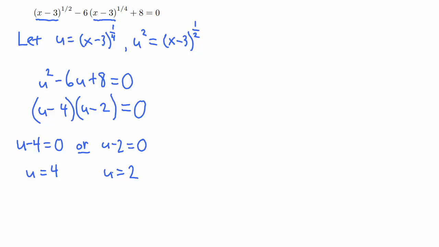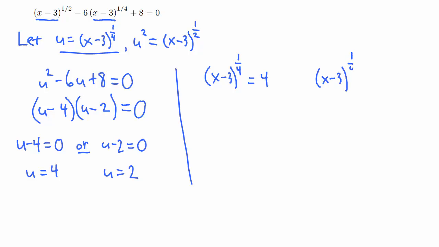But remember, these are only solutions in u, they're not solutions in x, which is what we want. But also remember that u is (x − 3)^(1/4). So we can write new equations: (x − 3)^(1/4) = 4, and also (x − 3)^(1/4) = 2. All I've done here is replace the u with what we said u was, (x − 3)^(1/4), and we did that right here.